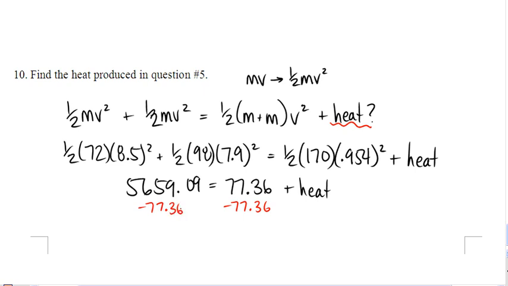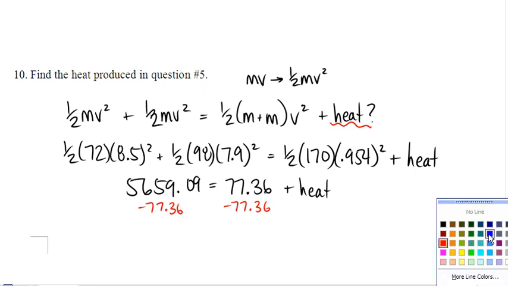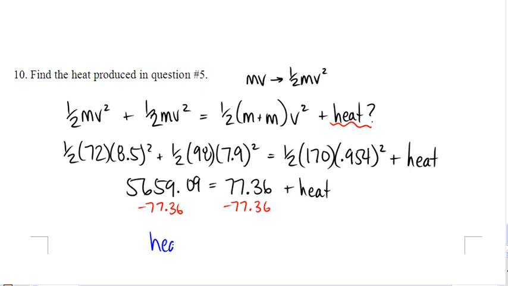You can see there's going to be lots of heat energy here. We end up with an answer of heat equals 5581, which we should put into scientific notation. 5.58 times 10 to the 3. Heat is a type of energy.